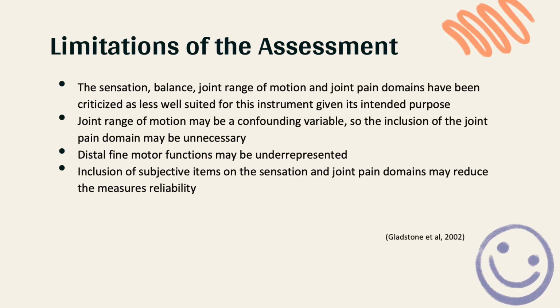Lastly, I thought it was important to note some limitations of the assessment, and they include the sensation, balance, joint range of motion, and joint pain domains have been criticized as less well suited for this instrument given its intended purpose. Joint range of motion may be a confounding variable, so the inclusion of the joint pain domain may be unnecessary. Distal fine motor functions may be underrepresented, and inclusion of subjective items on the sensation of joint pain domains may reduce the measure's reliability.